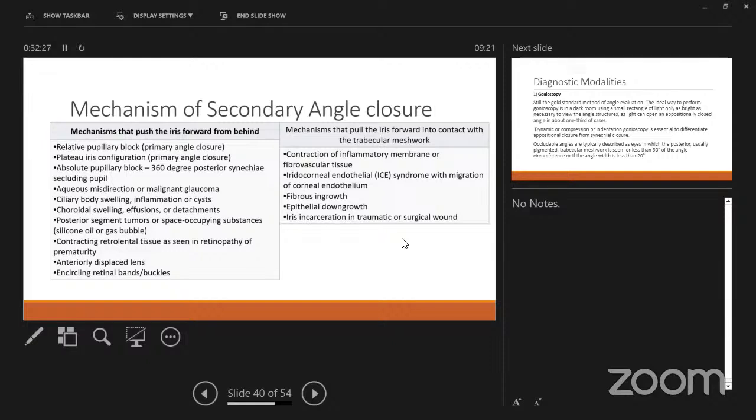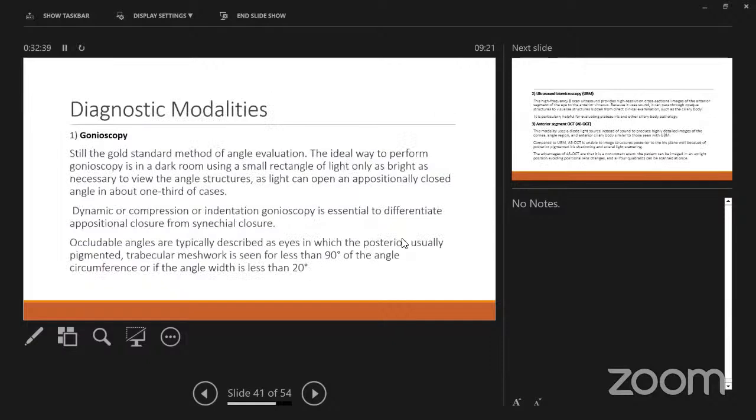And in iris pull forward, it can be either contraction of inflammatory membranes or fibrovascular tissue, then ICE syndrome, fibrous ingrowth, epithelial downgrowth, or iris incarceration in traumatic or surgical wound. So diagnostic modality, the gold standard is gonioscopy. It can be either dynamic or compression or indentation gonioscopy. Differentiate appositional closure from the synechial closure.